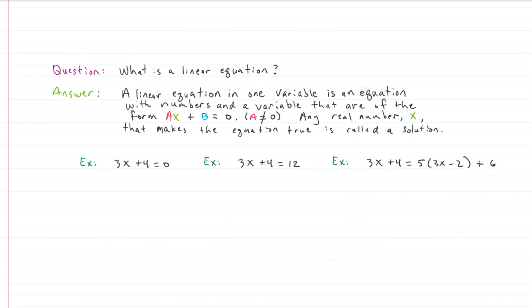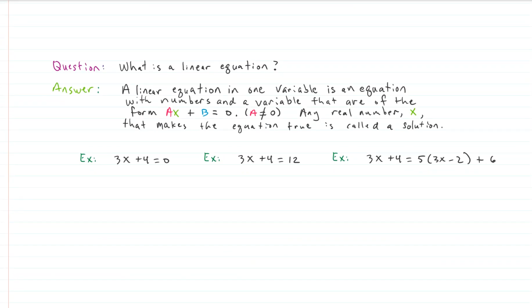Today we're talking about linear equations. What is a linear equation? Well, a linear equation in one variable is an equation with numbers and a variable, and it fits this specific form: ax plus b equals 0, and a cannot be equal to 0, because otherwise we just have a constant, just the b. So any real number x that makes this equation true is called a solution.